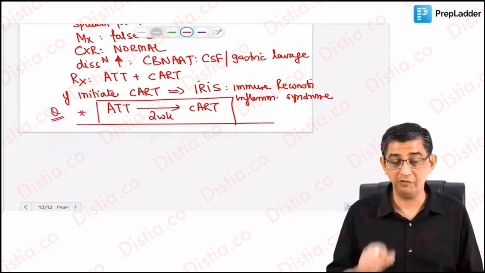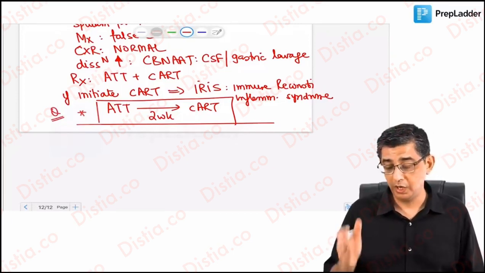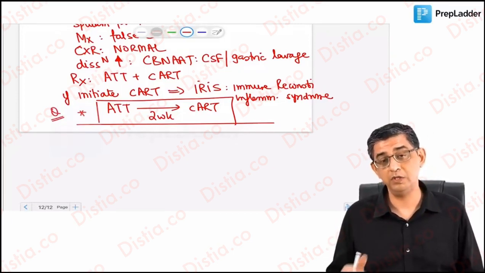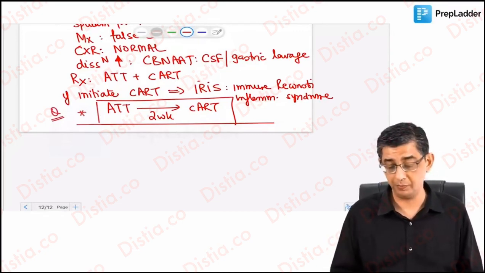In a case of, I repeat that fact again, in a case of AIDS with TB, first give ATT, decrease the bacterial load, and then give AIDS treatment after a gap of 2 weeks. The reversal can contribute to IRIS, immune reconstitution inflammatory syndrome.